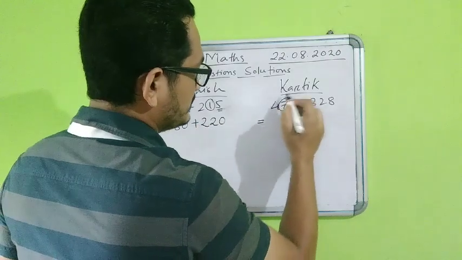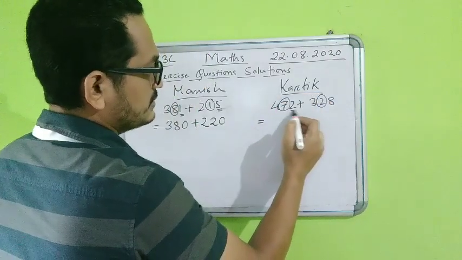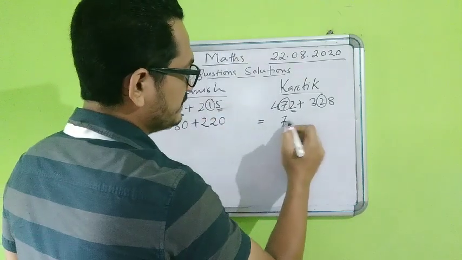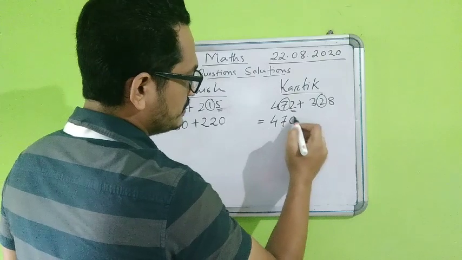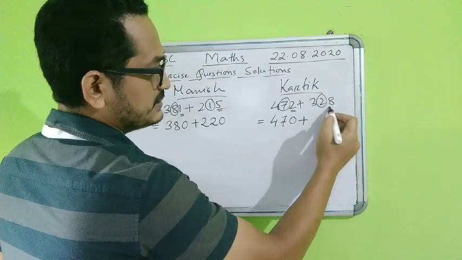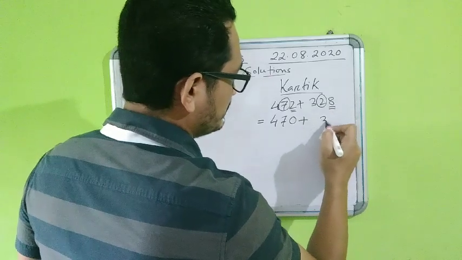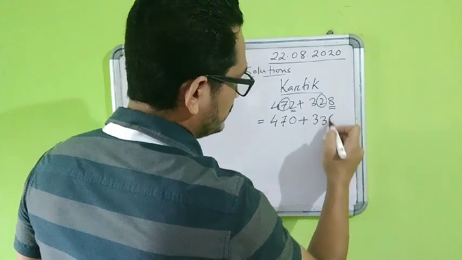Here this is the rounding place. So here the ones place is 2, less than 5. So no changes. 7 will be 7, 4 and this will be 0. And here since the ones place is 8 which is greater than 5 again, so 2 plus 1 it will be 3 and this will be 3 and this will be 0.